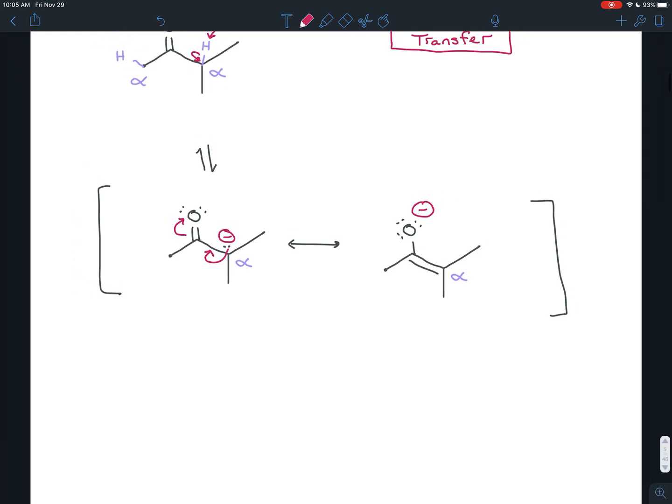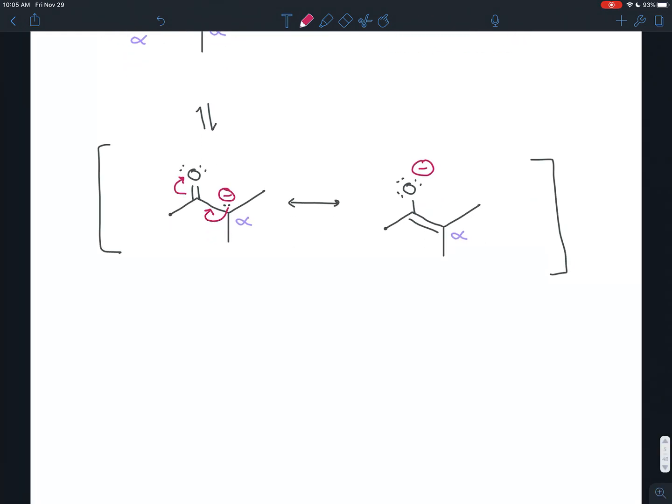If you compare this with the mechanisms that we drew in the last couple videos, you'll notice that this is not quite an enol. It's very close. You have the double bond, and you almost have the alcohol, but the oxygen doesn't have the hydrogen yet. It has a negative charge instead. And so this is called an enolate.